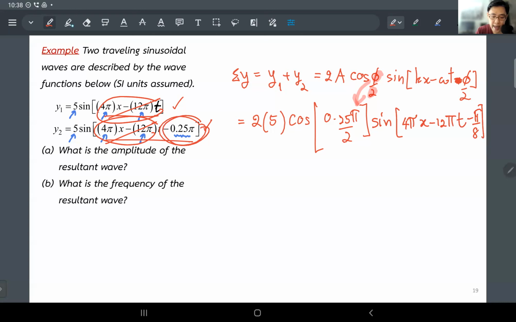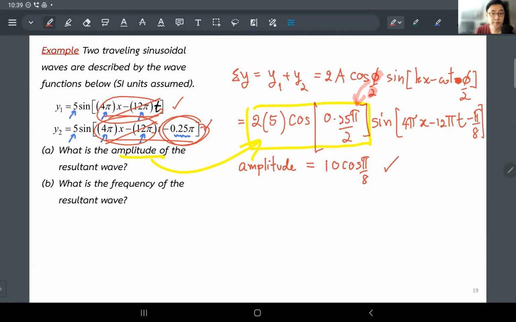And that's it. What is the amplitude of the new wave? Whatever comes in the front, that is your amplitude. So the resultant amplitude is going to be, oops, sorry, I think I put the box a little bit too small. Here we go. The amplitude of this one is going to be whatever comes in front of that sine function there. Cool. So the answer for part A, the new amplitude, is 10 cosine pi over 8. Done. Okay. And what is the frequency of the resultant wave?